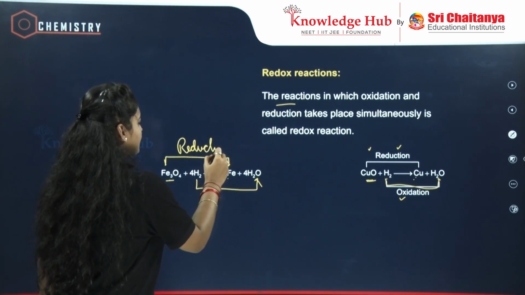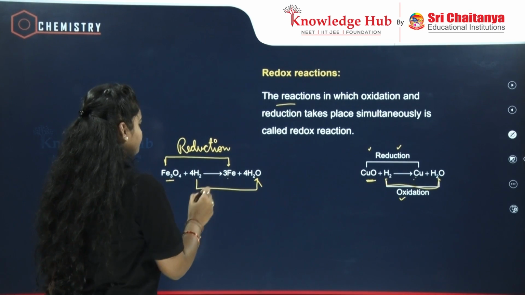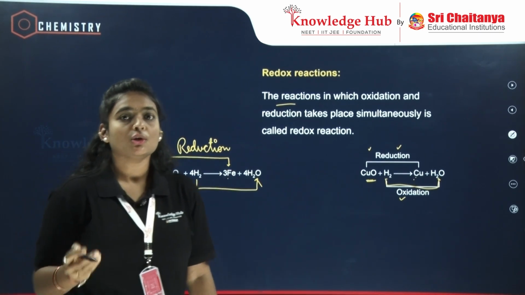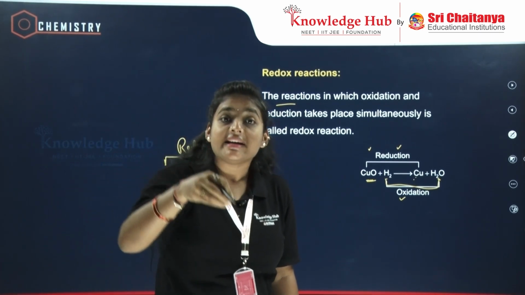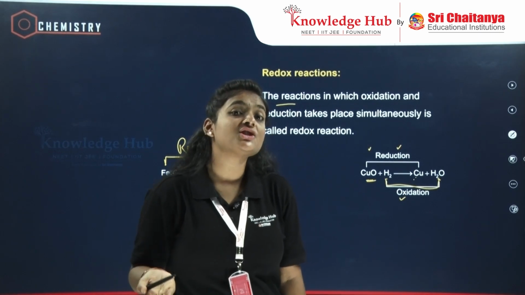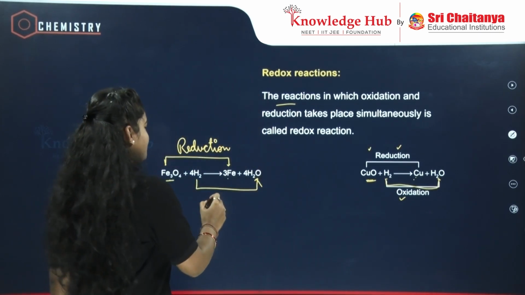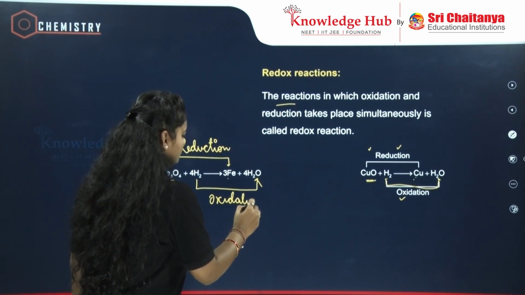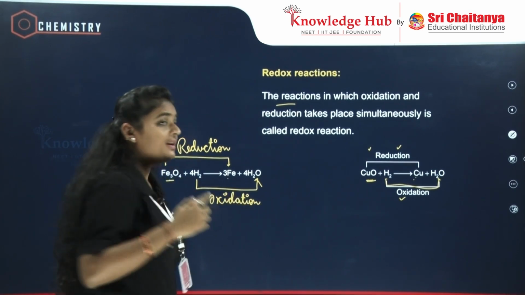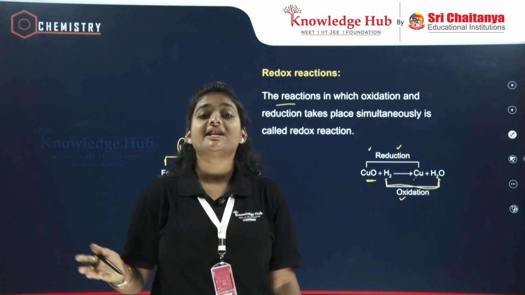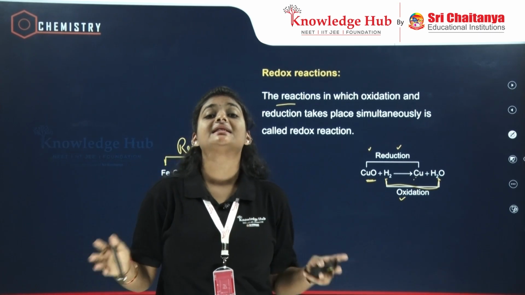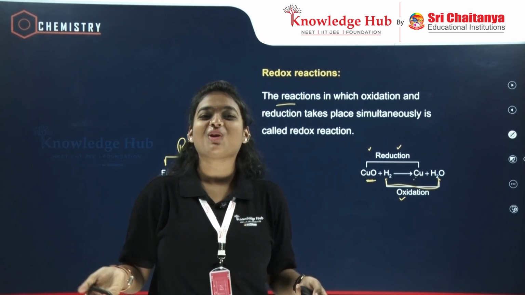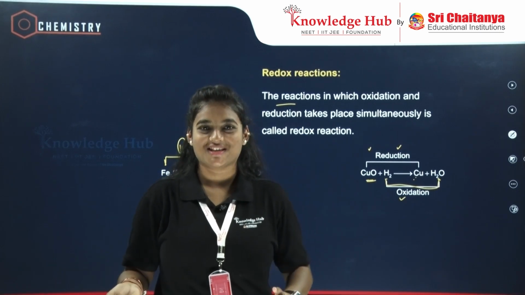It is reduction. Here what is happening? To hydrogen there is addition of oxygen. What is addition of oxygen? Oxidation. So, if in a reaction, oxidation and reduction are occurring simultaneously, then you call that a redox reaction.